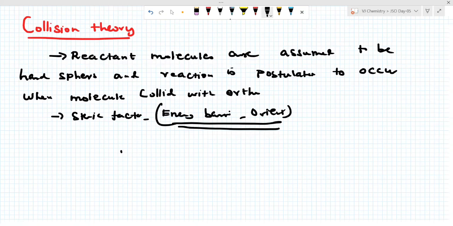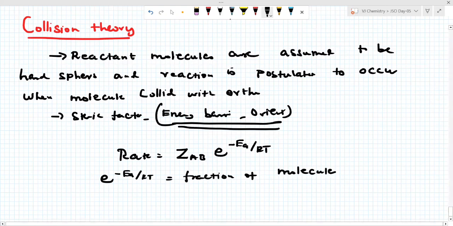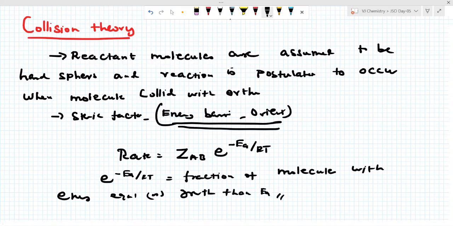Now what is the formula? The rate is equal to Z_AB e power minus Ea by RT. This is the equation. Now what is e power minus Ea by RT? That is called the fraction of molecules with energy equal to or greater than Ea. Very, very important. This is the first general equation, the Arrhenius equation.